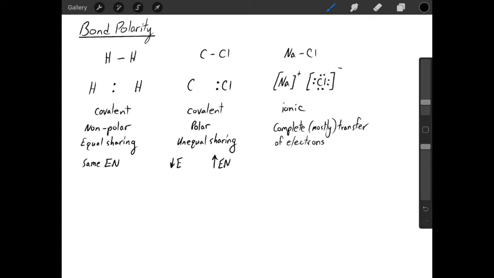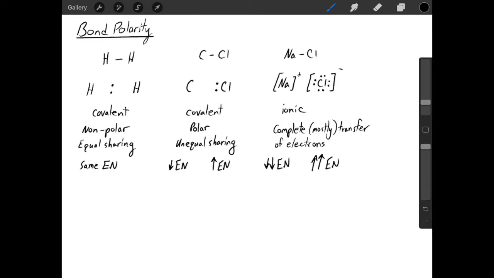In the case of the carbon and the chlorine, chlorine is far more electronegative, and carbon's electronegativity is much smaller. And that means that the electrons are going to preferentially go towards the chlorine and away from the carbon. And that means that the electron density in that system is shifted a little bit, and it's slightly negative on chlorine's side and slightly positive on carbon's. And in the situation of sodium and chlorine, chlorine's electronegativity is much, much greater than sodium's.